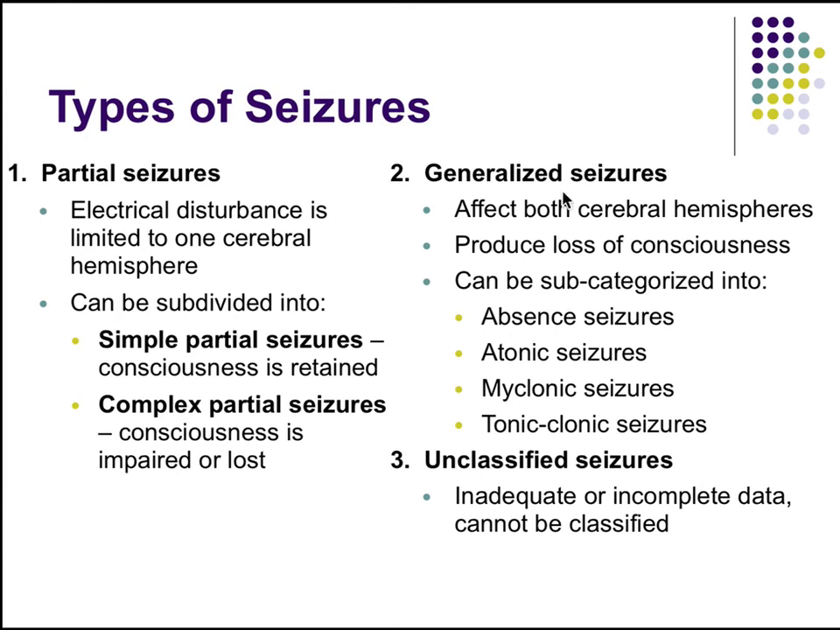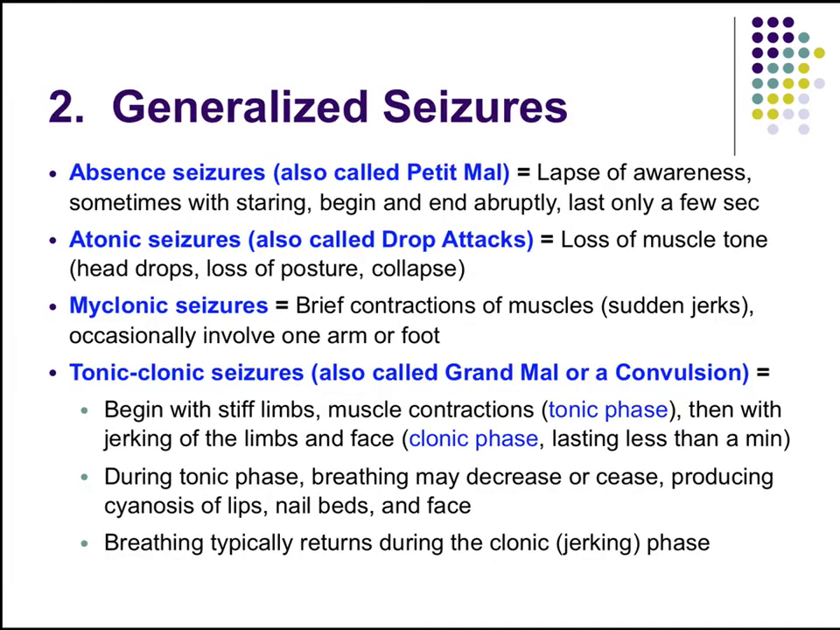In generalized seizures, it's more general. So both hemispheres are going to be impacted. So it makes sense that you would lose consciousness in generalized seizures. And generalized seizures are further subdivided into absence, atonic, myoclonic, and tonic-clonic. And I'll talk about them here. So an absence seizure is also known as a petit mal. So petit means small, mal is bad. So it's a small, bad, generalized seizure. So here you'll have that loss of consciousness, a lapse of awareness, sometimes with staring, begins and ends abruptly. It typically lasts only a few seconds.